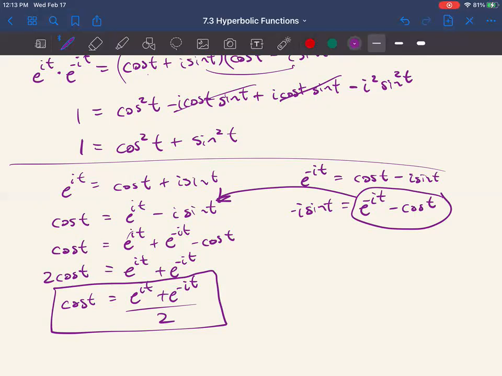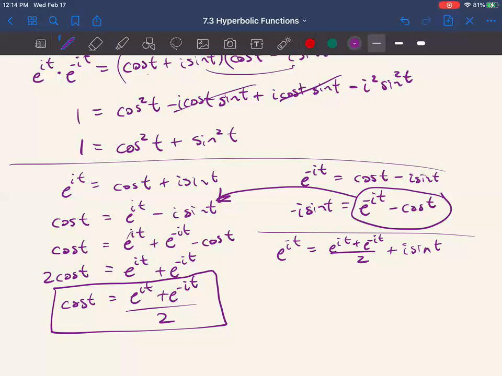And you can try it. If you want to plug in values for t there and then calculate what those other ones are, especially if your calculator will do imaginary numbers for you, you can throw those in there and you'll get the same answers. Okay? We can then take that and plug it back in to our first equation there to get rid of cosine. So we can come back up over here and we can then say, after that, e to the i t equals, and instead of cosine, I'm going to write e to the i t plus e to the negative i t over 2 plus i sine t.